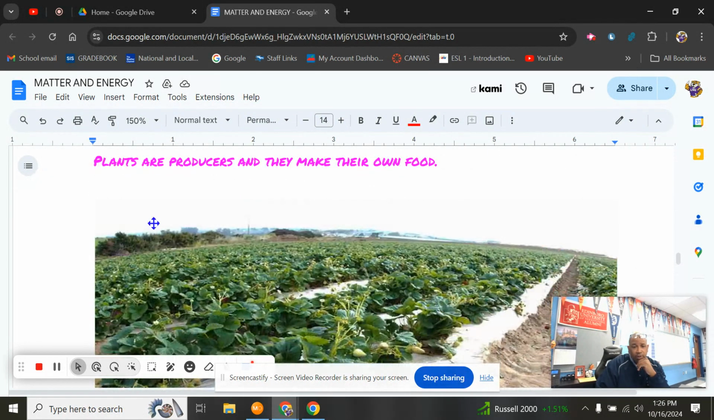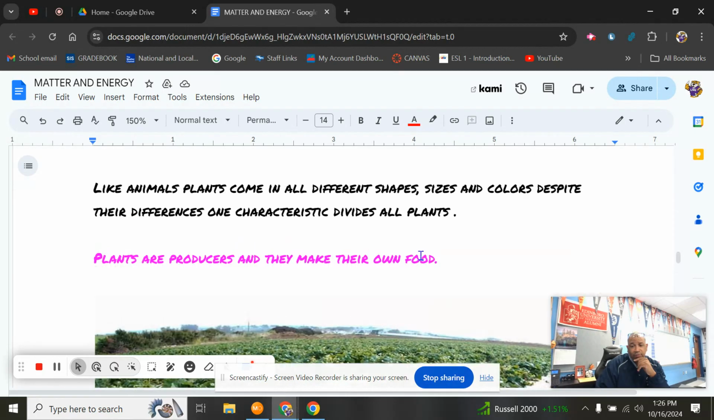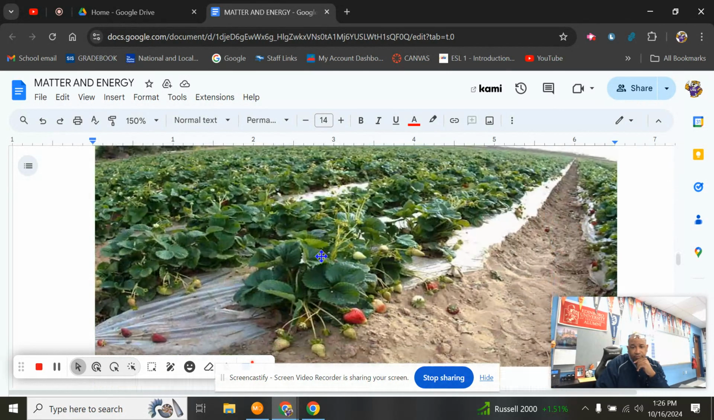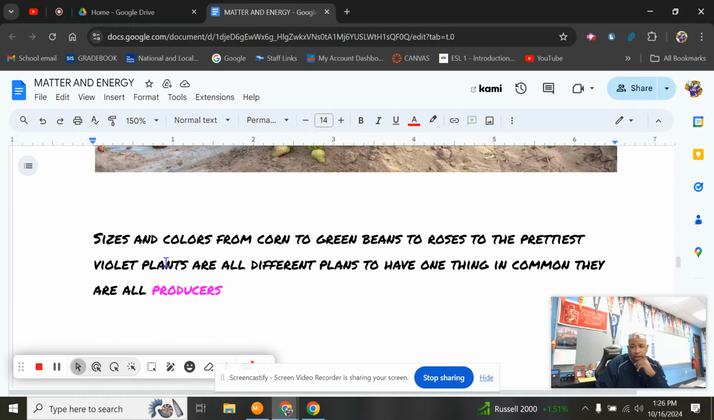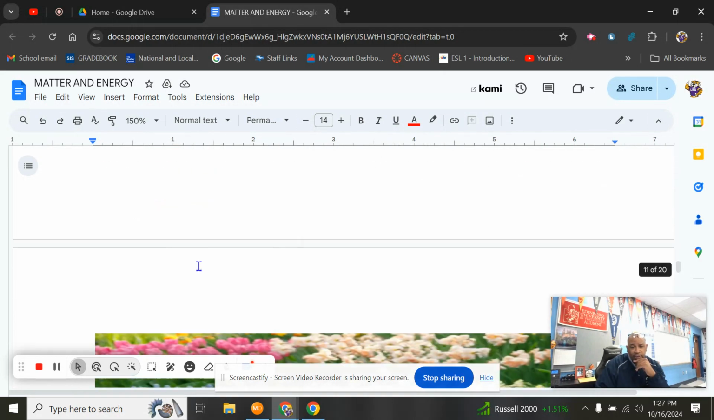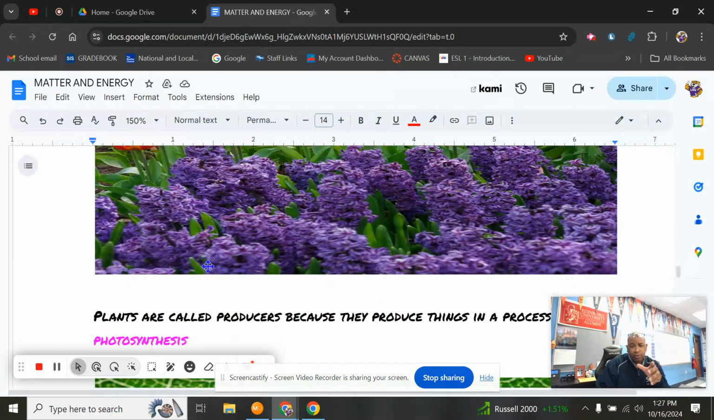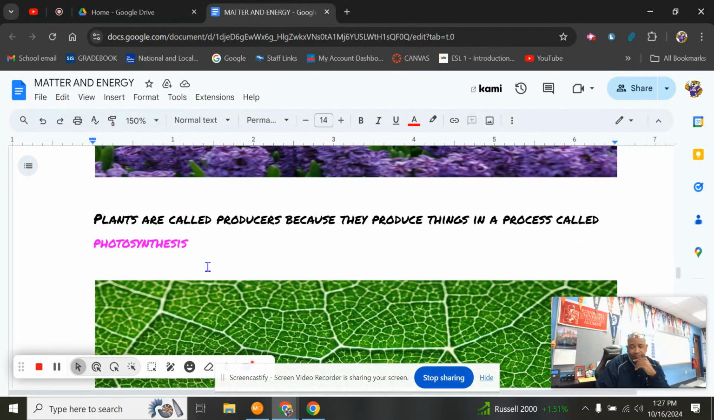Producers. Plants are producers. They make their own food. As long as you know all plants are producers, you're in good shape here. And those are just pictures of plants. Plants are called producers because they can produce things in a process called photosynthesis. Please know this word. Know photosynthesis.